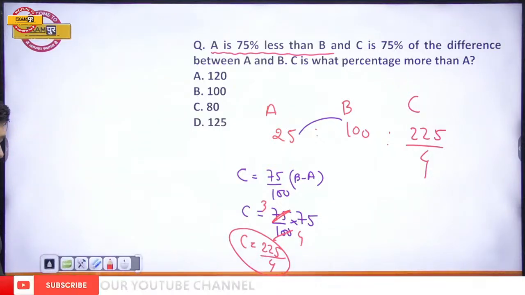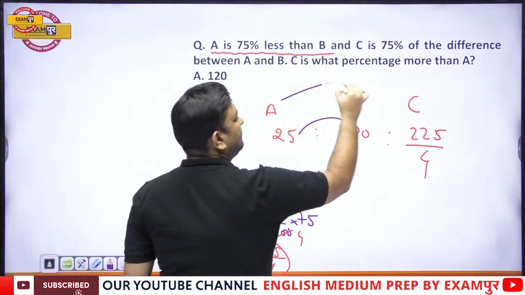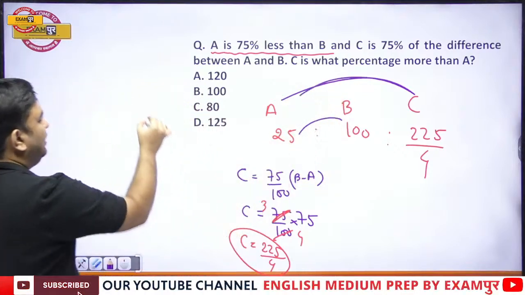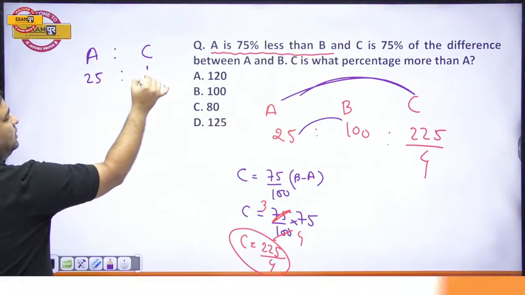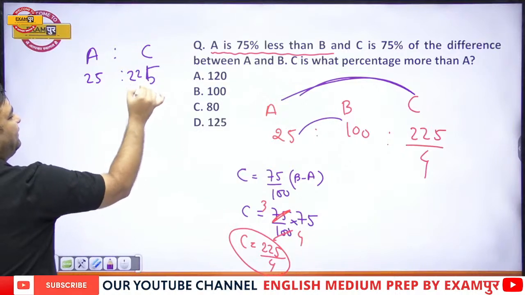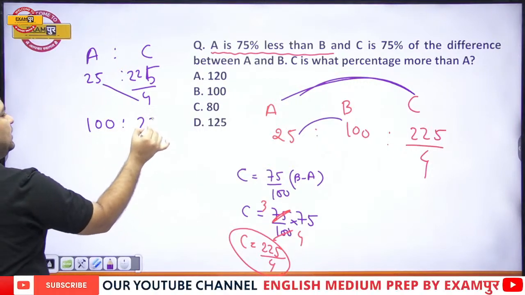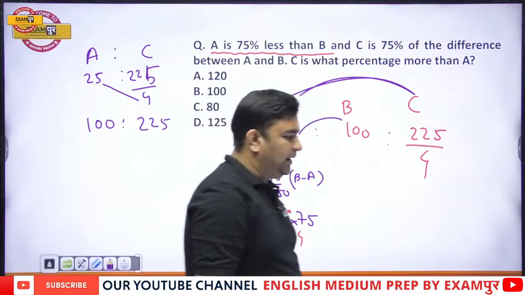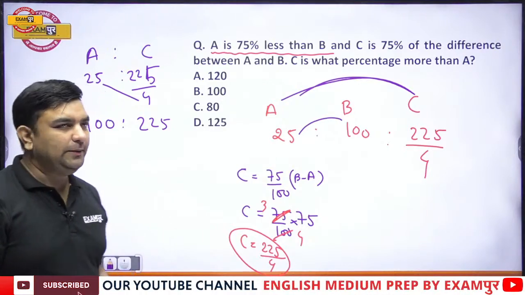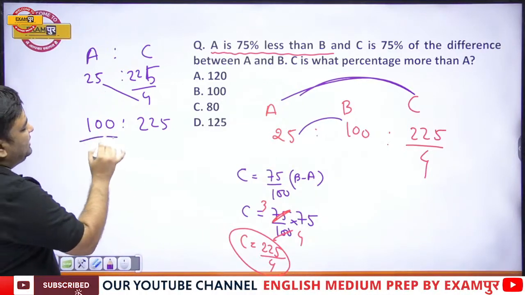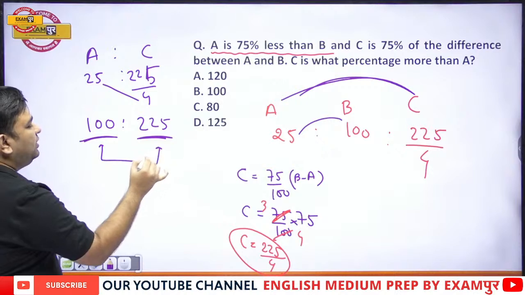C is how much more than A? Only write A and C. 225 divided by 4. Cross multiply, 100, 225. Cross multiply will make the calculation simpler. So A is 100, C is 225. How much more is C? 125 more.